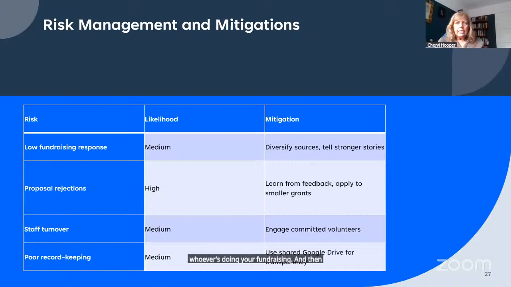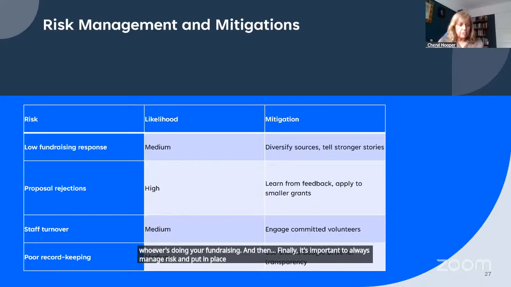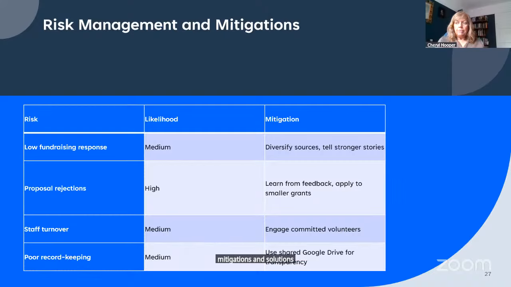And then finally, it's important to always manage risk and put in place in the fundraising strategy mitigations and solutions if things don't go to plan. And once again, you need to review this regularly by the director or the CEO and your management committee so that you can see if your income isn't coming in as quickly as you had planned, or if certain strategies aren't working. It should be possible to develop new strategies before things escalate.